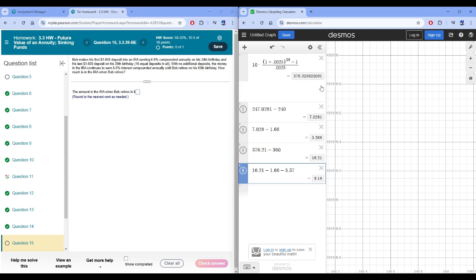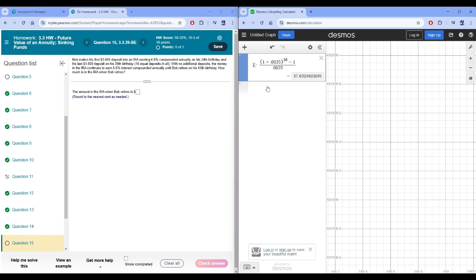All right, let's delete. First thing is how much he's making on this interest rate. So he's depositing $1,600 into an IRA, earning 0.066 divided by how many annually? Divided by 1. So that means that his interest rate is 0.066. Divided by 0.066 raised to the, he made 16 payments, 16 equal payments.